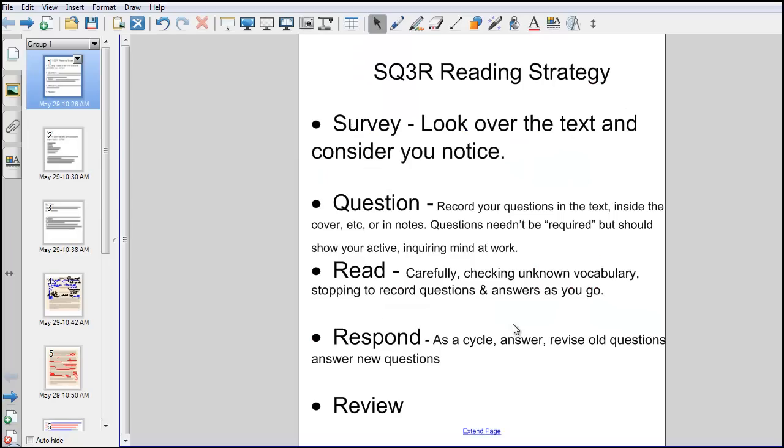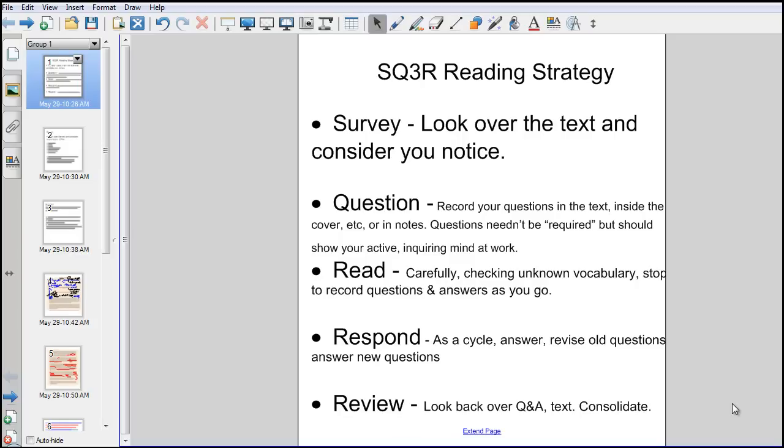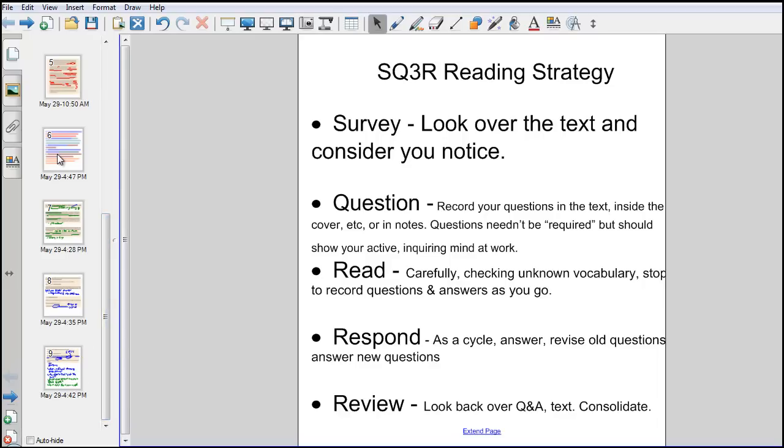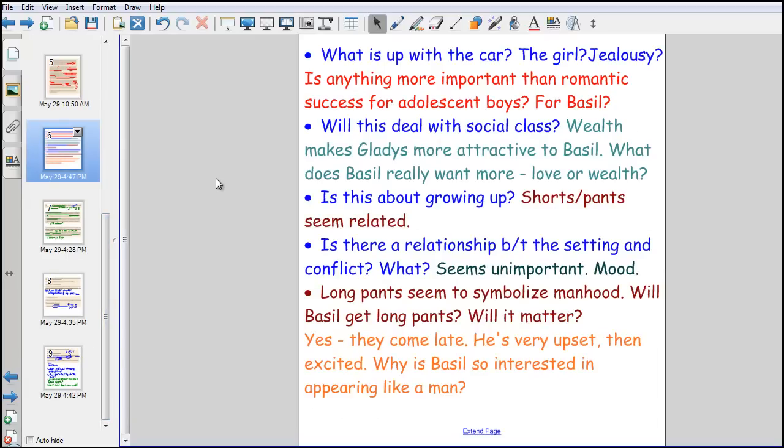Now I go back, I respond, this is this cycle. And my last step really is to review. Look over what I've done and just spend a few minutes thinking. Now in reviewing, my job is to look back over the questions and answers, the text, consolidate my understanding. This is what I'm talking about, journaling, really thinking about this. This is a pretty good start. I've uncovered important questions. I'm talking about meaning, I'm inferring, I'm actively reading. SQ3R is an active reading strategy.